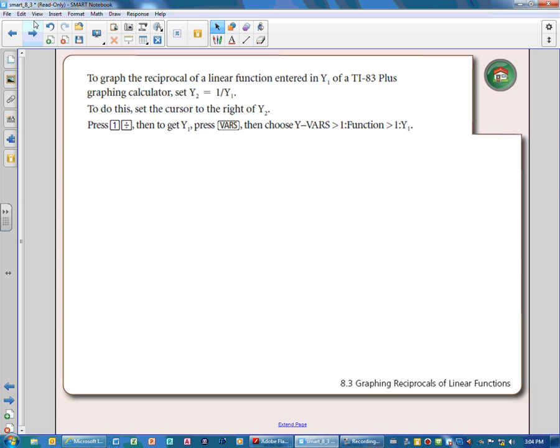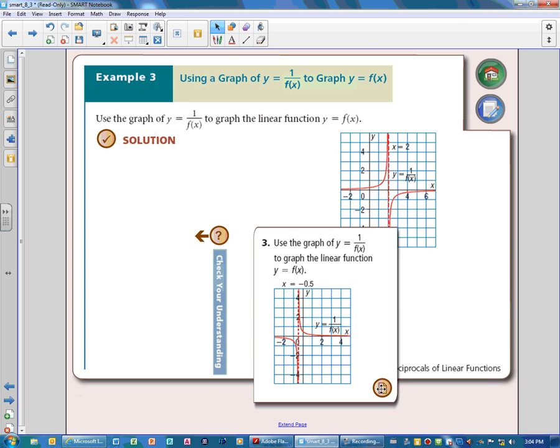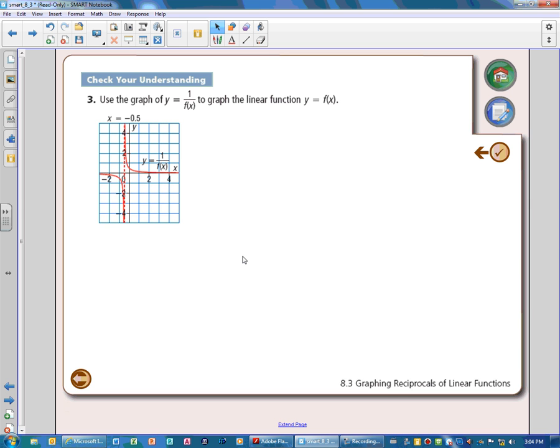This talks about the graphing calculator, which we don't use. And then the very last example of this lesson says, okay, here's the graph of the reciprocal. Use that graph to draw the original function, the one that's not the reciprocal. So have a look. I've got my branch here on my right side and the branch on the left side. It's telling you that the vertical asymptote is at -0.5, and you can see that I have a horizontal asymptote along my x-axis.